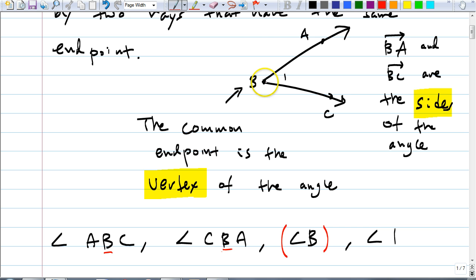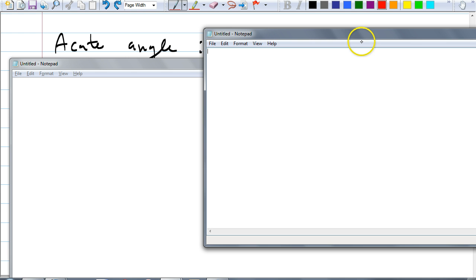Exactly. If I had another ray like this, can I call that angle B? No, because then it could be one of the three, right? It could be the angle on the top or bottom or the whole thing. We don't know, right? But since it's by itself, it's okay to call it angle B. But to be safe, if you use three letters, you know for sure which angle we're talking about. Okay, good. You all know that.